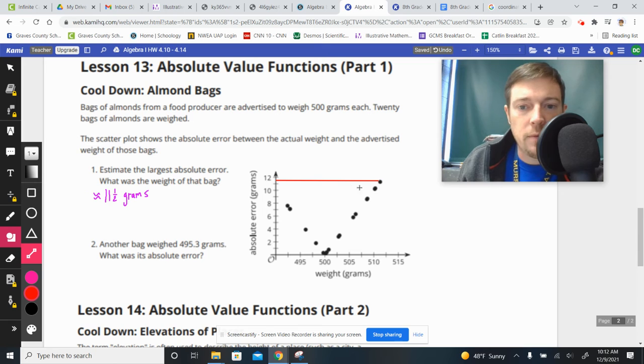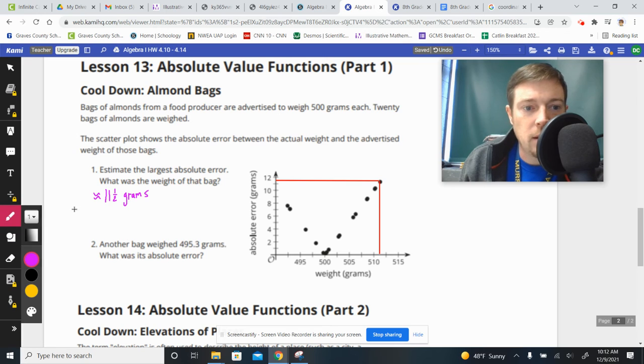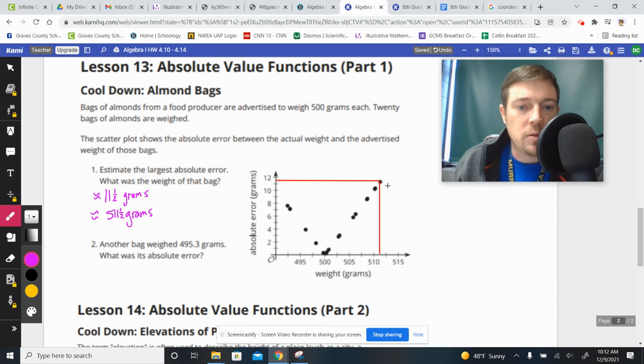Well, if we were to find the weight of that bag, we would just look straight down, and that would put us right here. It looks like if that's 510 and 515, this would be halfway at 512 and a half. So I don't know, about 511 would be my guess. Say about 511 grams would be the weight of that bag. Well, I guess it would be 511 and a half if we were going to be precise, because 500 is what it's supposed to be, right? The difference is what the absolute error would be.